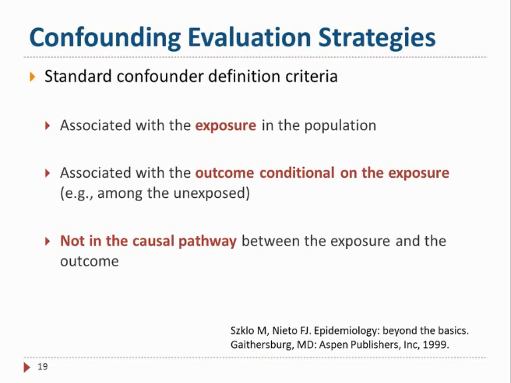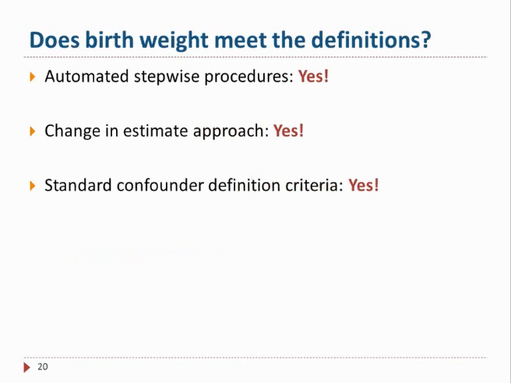And then we have the standard confounder definition criteria. Is this factor associated with the exposure? Is it associated with the outcome? And is it not on the causal pathway? We can check through each of these criteria and decide whether or not we should be adjusting for a variable.